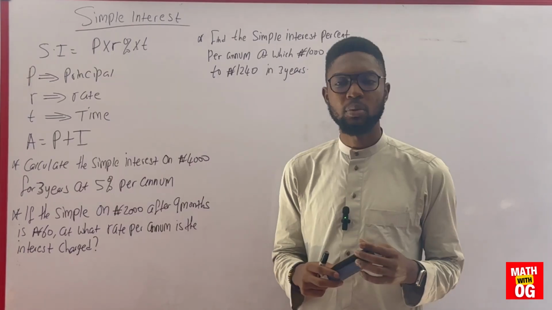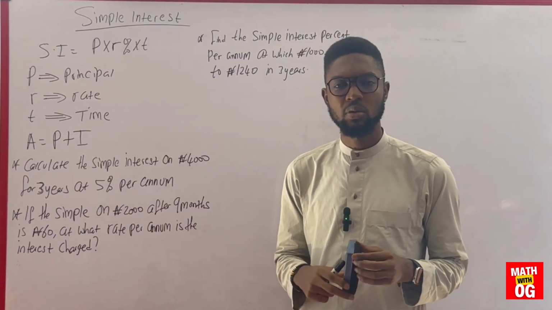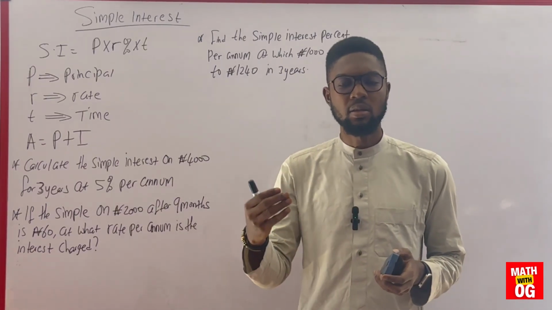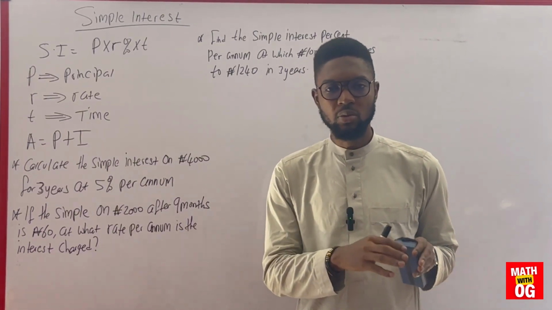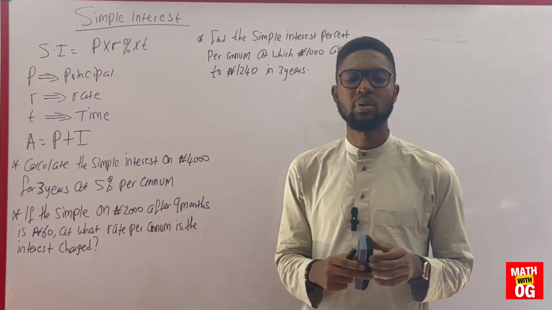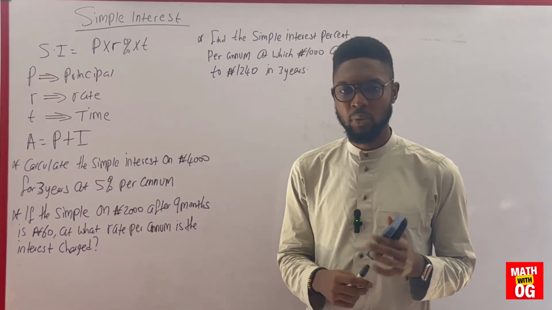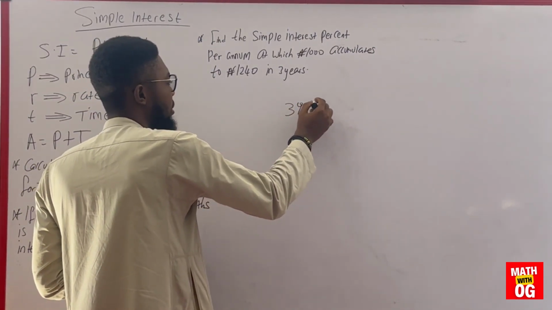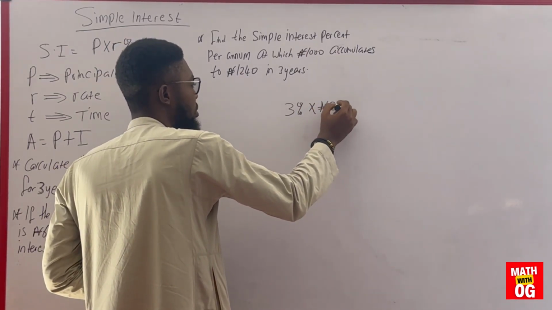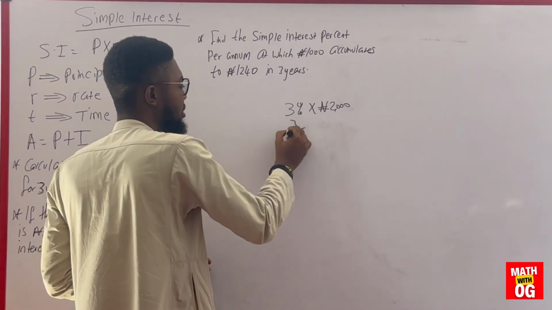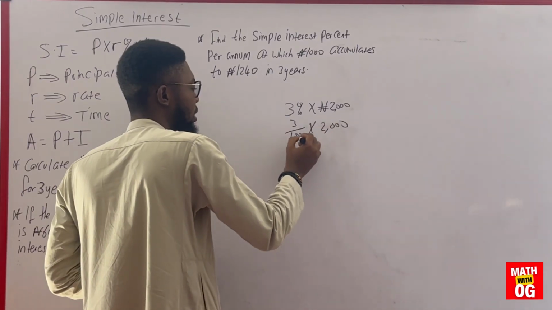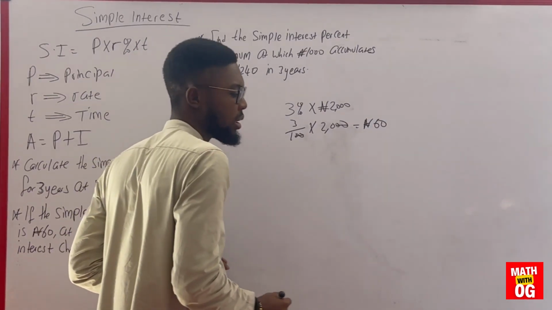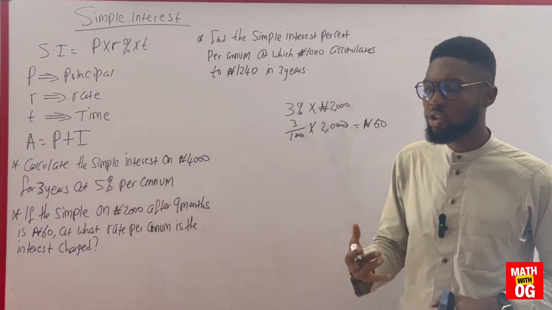What do I mean? You deposit 2,000 naira in your savings account and your bank is continually giving you interest on that 2,000 naira yearly. So let's say your bank is giving you 3% interest on 2,000 naira every year. It means at the end of the first year, your bank will give you 3% multiplied by the money you deposited, which is 2,000 naira. So this should give us 3/100 multiplied by 2,000 naira. Two zeros cancel two zeros. 3 times 20 is simply what? 60 naira.